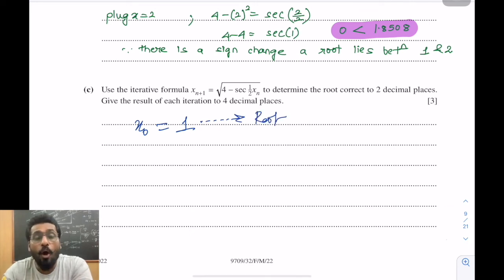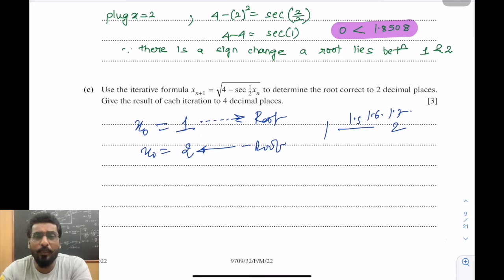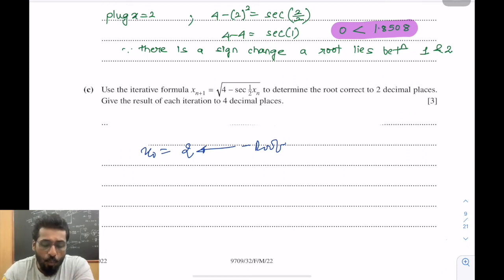Or this x naught can be taken as 2 and it will again advance towards the root. So the root is between 1 and 2, right? So it can be either 1.5 or 1.6 or 1.7 or any other random value between 1 and 2. If you begin from 1, it will start advancing towards the root in the right direction, and if you begin from 2, it will start advancing in the left direction. So it does not matter whether you start with x naught as 1 or 2. I'm going to start with the value of x naught as 1.